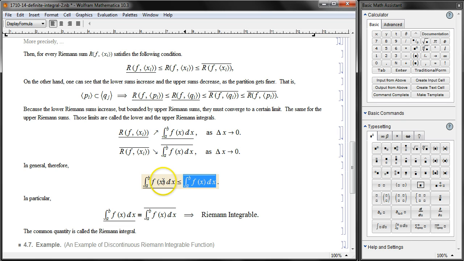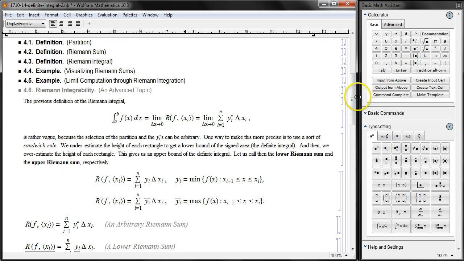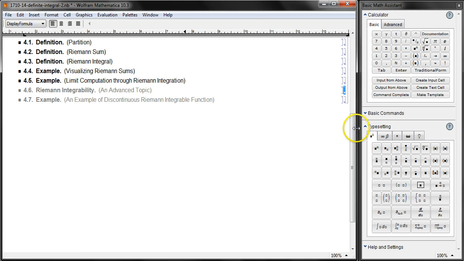And by the same logic, the lower Riemann integral is always less than or equal to the upper Riemann integral. When they're the same, then we say the integral exists and the common value is the Riemann integral. When do they have the same value? When you have a continuous function, yeah, they're going to have the same value. In some other cases, however, you can still have Riemann integrability.